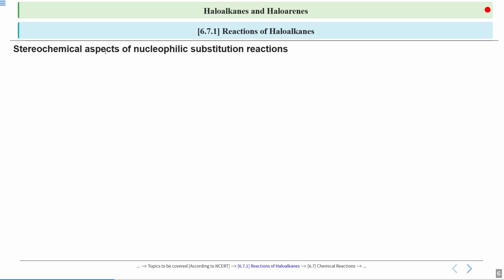Now let's see the stereochemical aspects of nucleophilic substitution reaction. Let's first talk about optical activity. This is a very important topic that we are going to cover in this lecture. Optical activity.